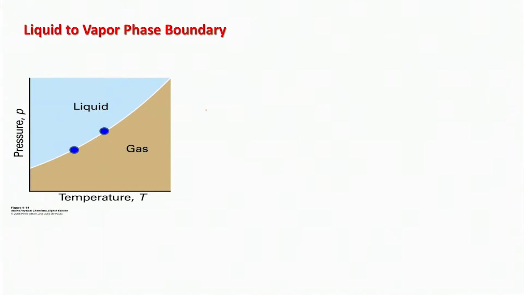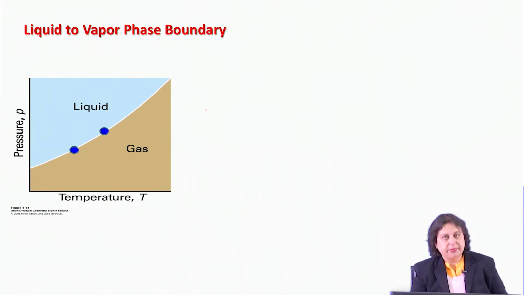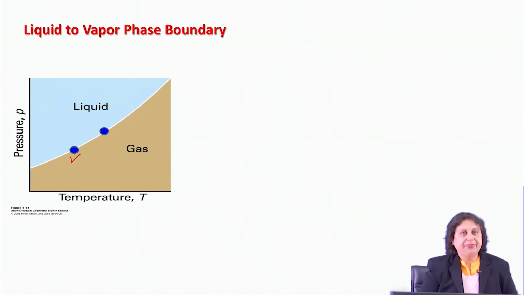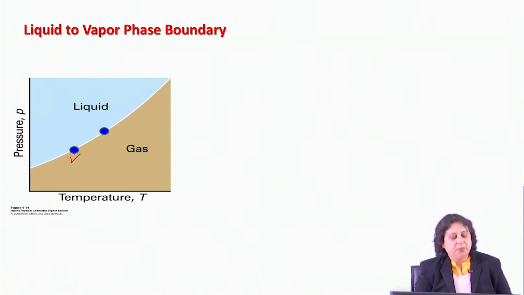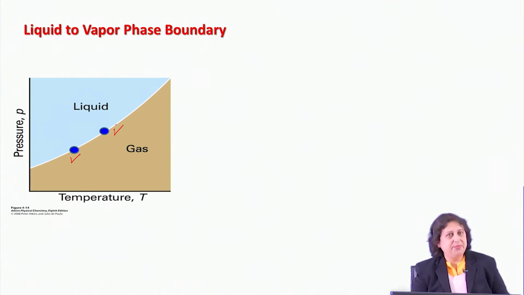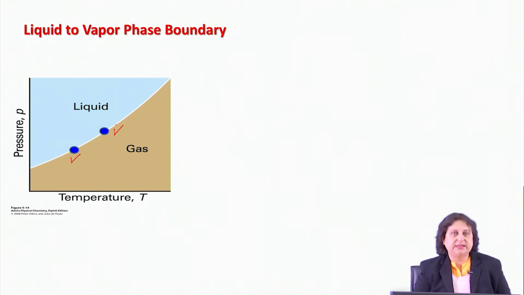In the next example, let us examine the liquid to vapor phase boundary. Here, once again, we are looking at 2 points. So what is this point? This point corresponds to the boiling point of the liquid at a given pressure, and this point corresponds to the boiling point of the liquid at a higher pressure. And as you can see, here the shape of the phase boundary is not linear. Rather, it is an increasing curve, very much looking like an exponentially increasing curve.